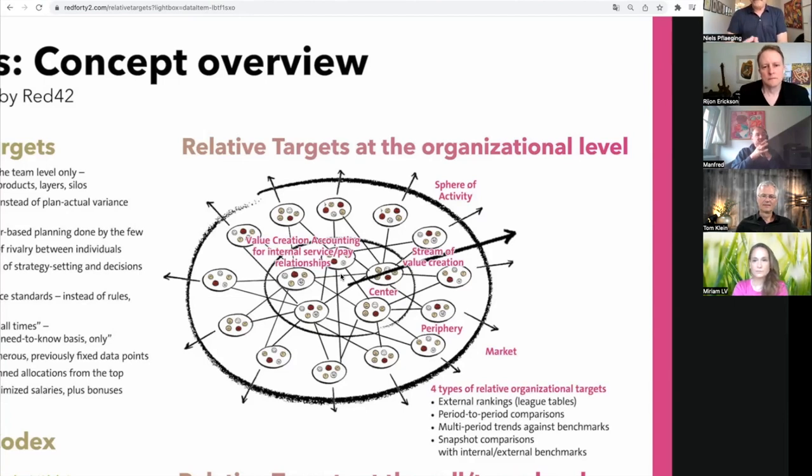So would you say that in this picture here, a relative target at the organizational level could be that the organization decides to gain a certain market share, 20% of a certain market?